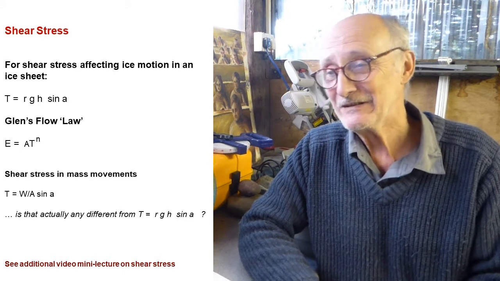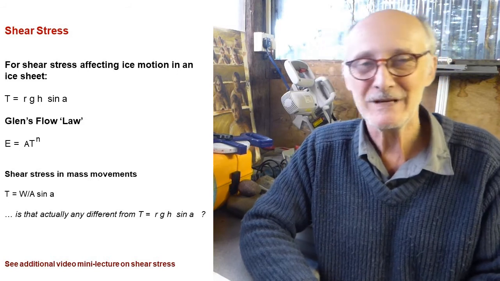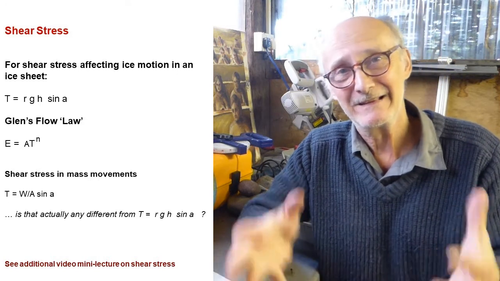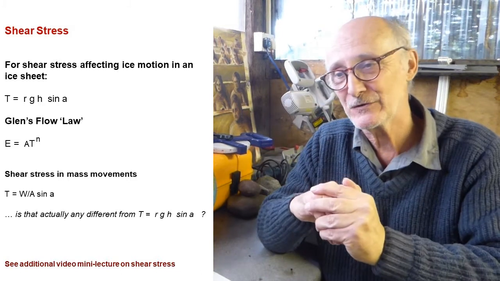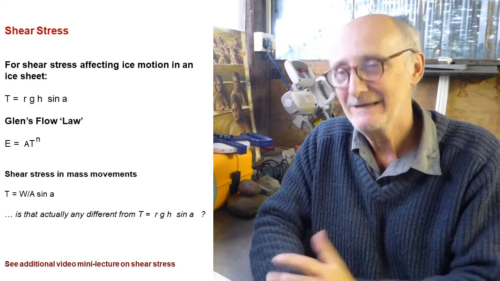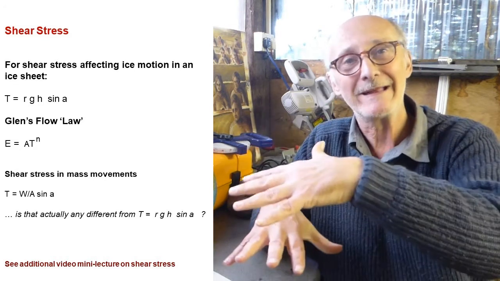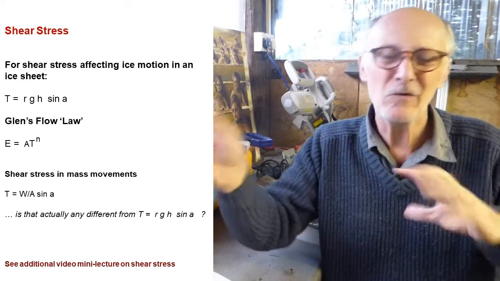But actually, W over A is just a different way of saying rho gh. Rho gh is the weight of the ice bearing down on the point where you're trying to calculate your shear stress. Well, in the shear stress equation commonly used for mass movements, the W is for weight, which is essentially rho gh. So you sometimes get confused and think these equations are different.